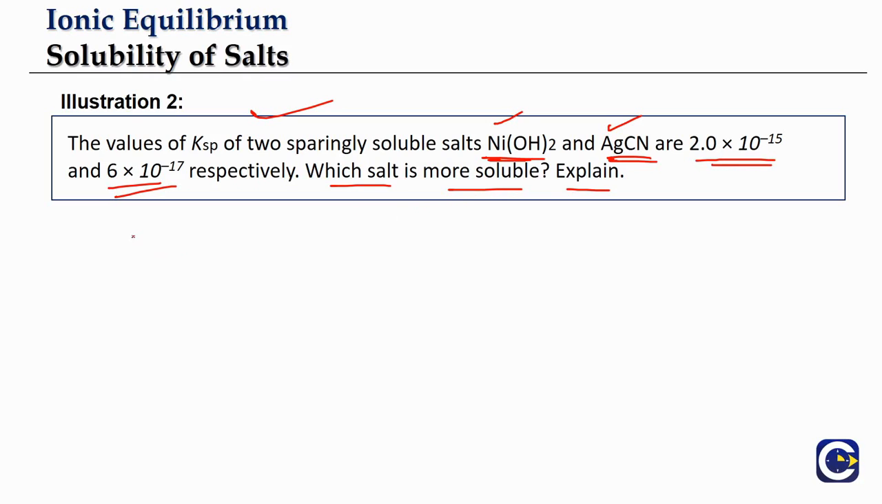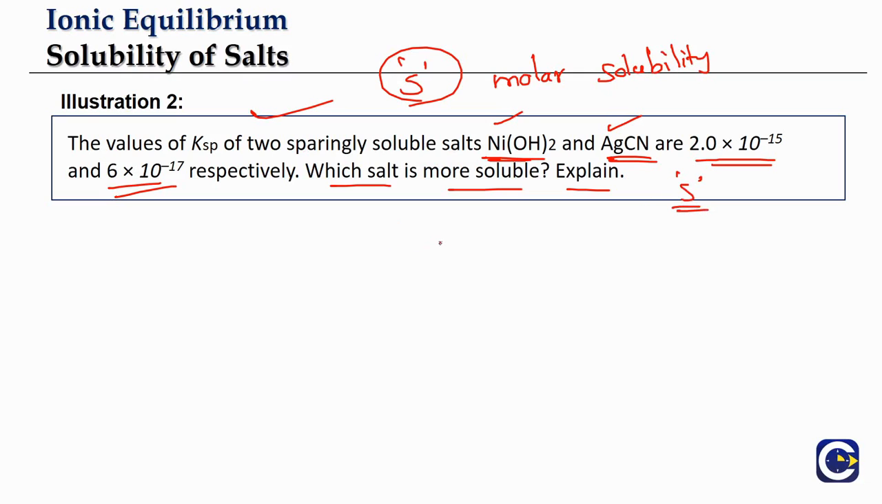When we talk about which salt is more soluble, we can tell it based upon molar solubility. Whichever salt has a higher value for molar solubility will be more soluble. Whichever has a lesser value for molar solubility will be less soluble. Look at this, the values of KSP are given. So from KSP we have to find the S value, and based on the S value we can tell.